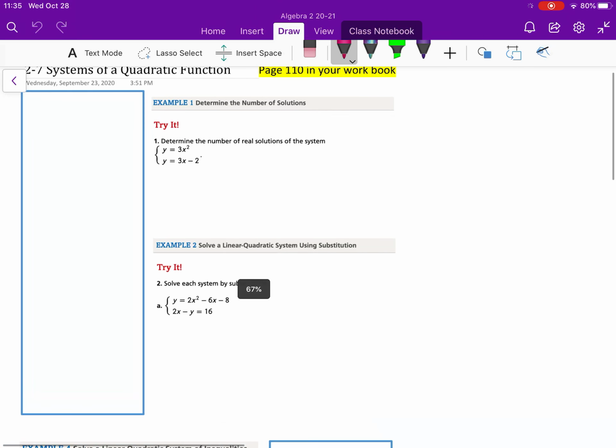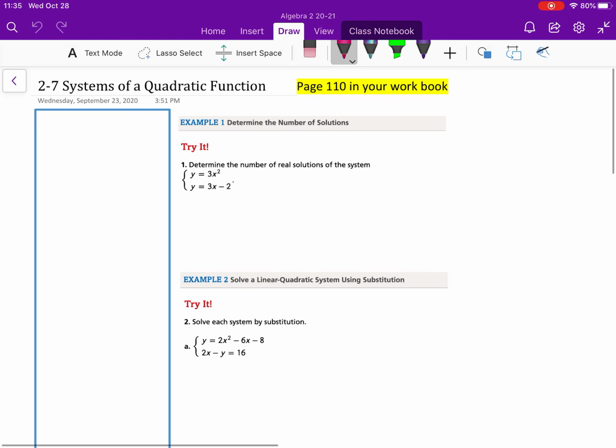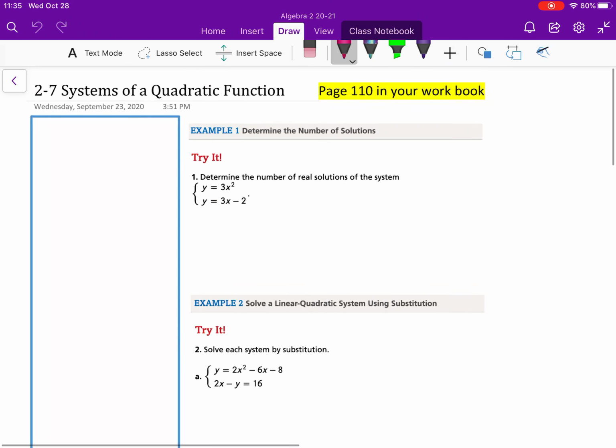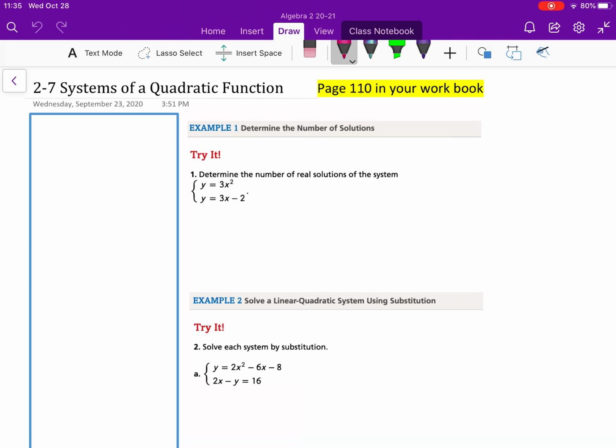All right, 2-7, systems of quadratic functions. This is the last section of quadratics, which means that you will have a review and test coming up. So let's get to it. This one should be much shorter than the quadratic formula because we have our wonderful tool called Desmos.